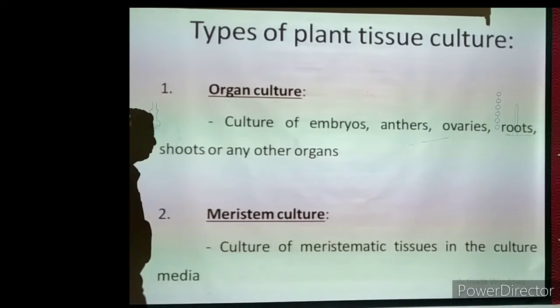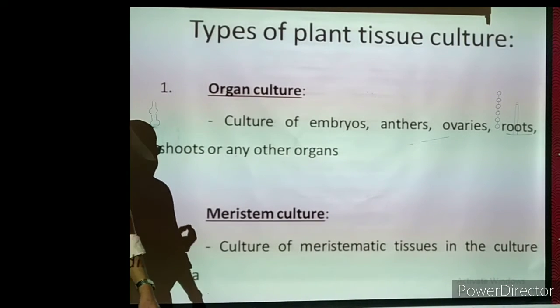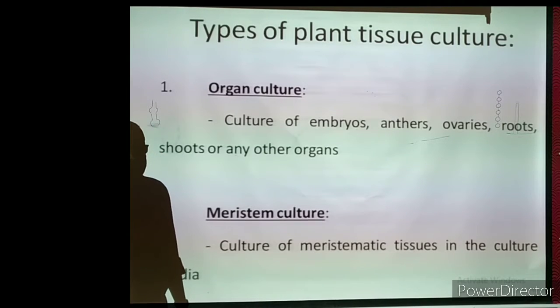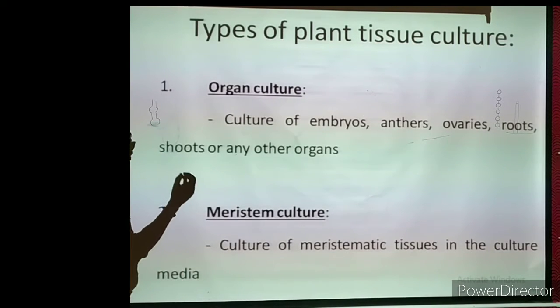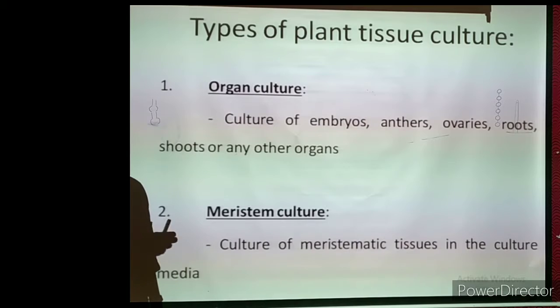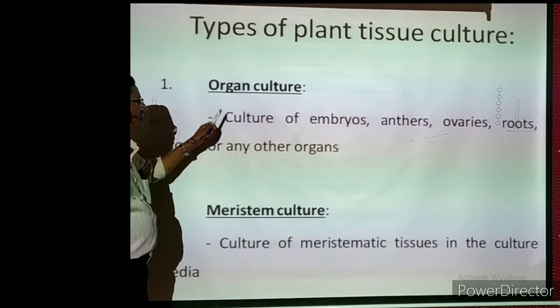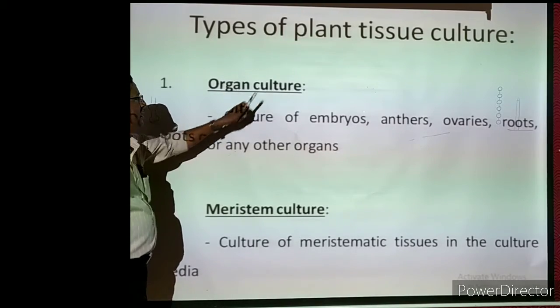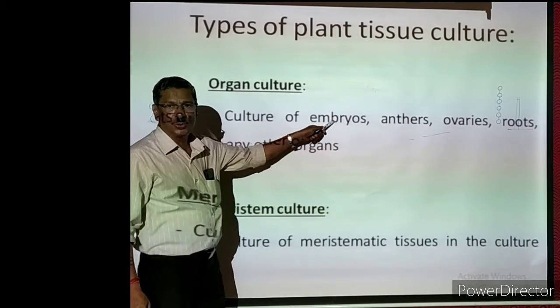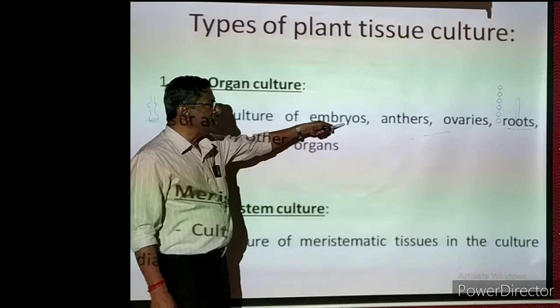Organ culture. So we are taking one group of cells and we are developing some organs. Suppose we are taking a group of cells from the leaf, an organ or plant can be developed. So if organs are developed from plant tissue culture, it is called organ culture. Culture of embryos, just before I told you, embryoids.